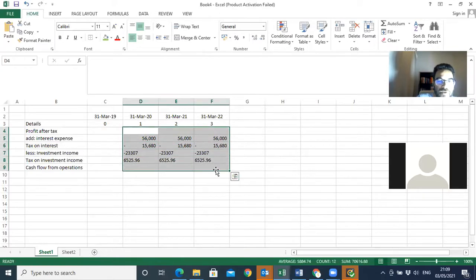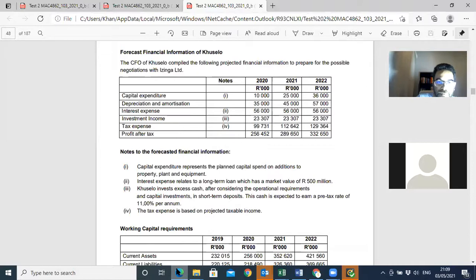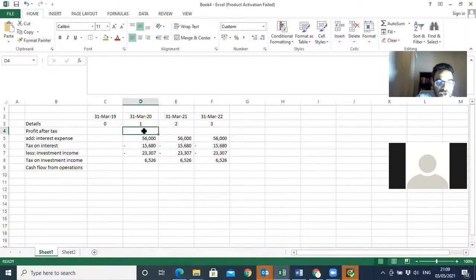Oh, we obviously need to start with profit after tax. Let me just see what was profit after tax. Can someone just help me read out the numbers? 256,452. What's the other one? 289. 650. And then 332. 650. Okay, so there we go. So we start off with those numbers.